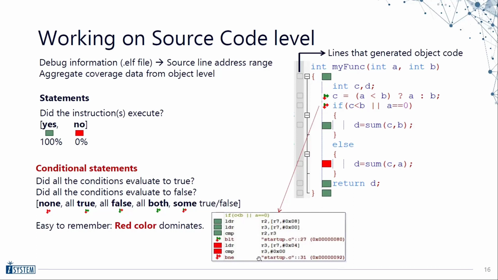In this example, we see that this branch did execute once, but this one didn't execute at all. And to indicate that, you see that both arrows are red. That means there is at least one conditional instruction that did not evaluate to true and at least one that did not evaluate to false. If you see this symbol, it means you need to dig deeper to see what happens.